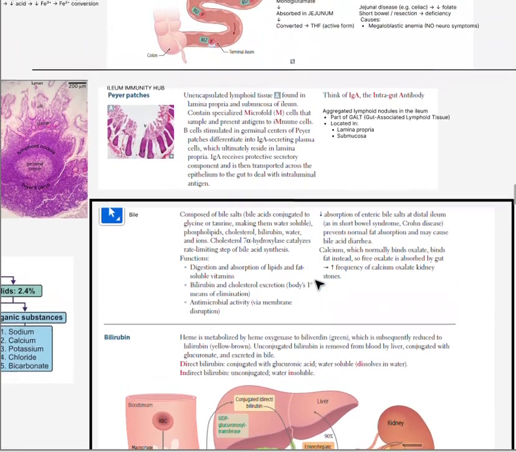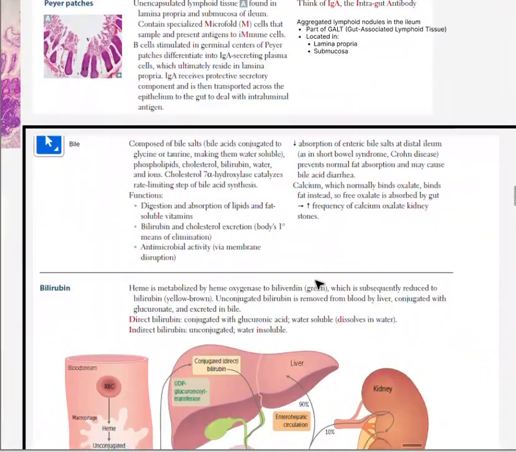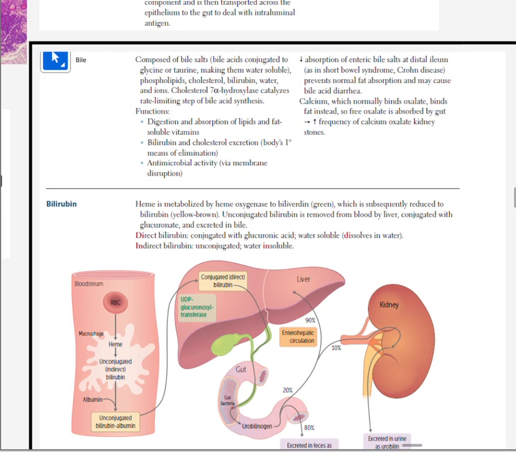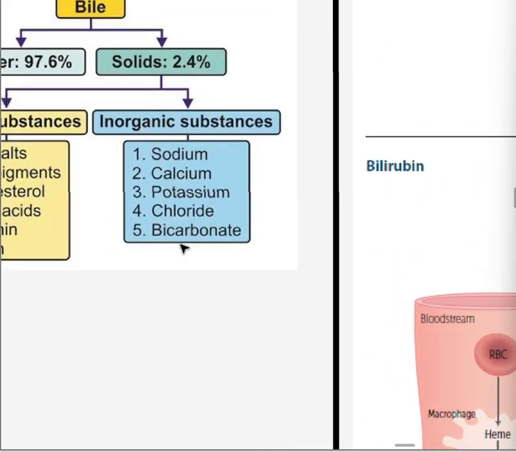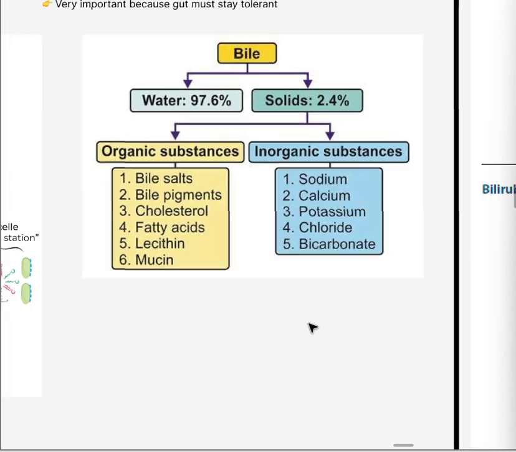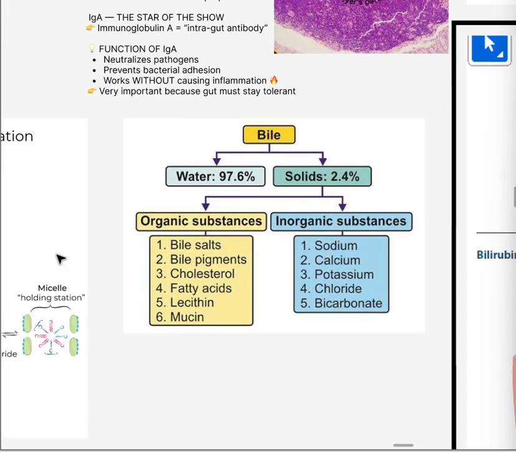Now, let's go back and try to understand what bile is. Bile is a fluid composed of bile salts. Bile salts are conjugated to glycine or taurine to make them water soluble, right? Now, when you talk about the composition of bile, we have bile salts, bile pigments, cholesterol, fatty acids, lecithin, and mucin. This is part of the organic substance of the solid, and the inorganic substances include sodium, calcium, potassium, chloride, and bicarb.